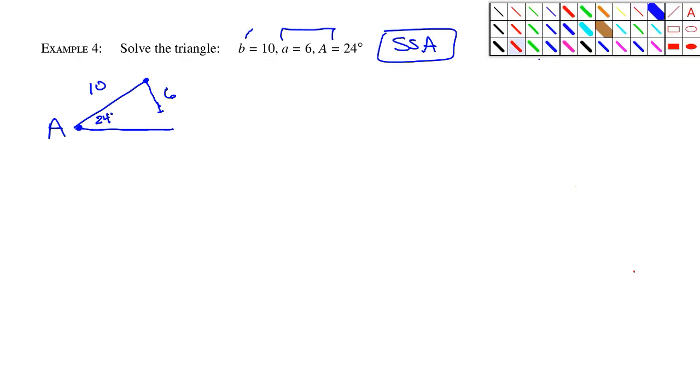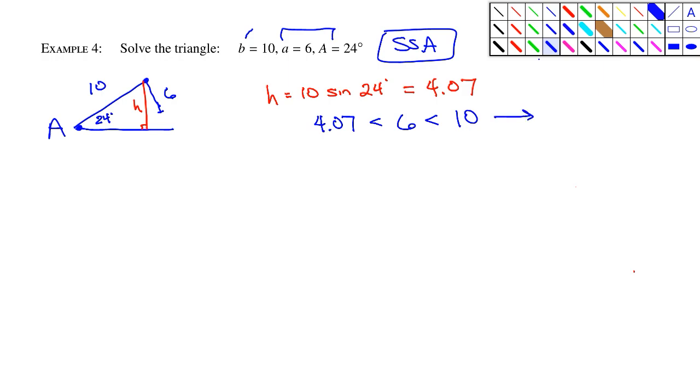To do that, let's bring in the height, and the height is going to be 10 times the sine of 24 degrees. If you work that in a calculator, you get 4.07. And then the comparison is that 4.07 is less than side a, but it's also less than side b. This is the third case where there are two triangles. So we must solve for both triangles.